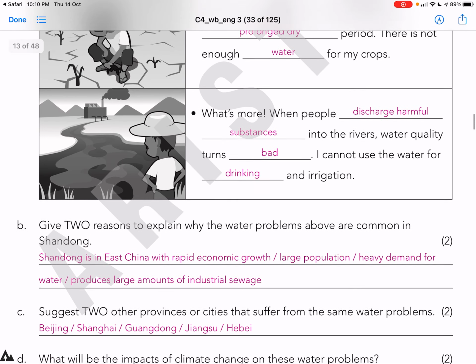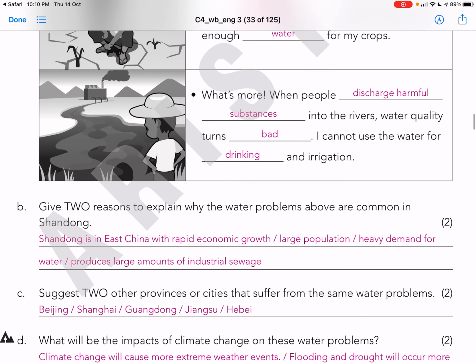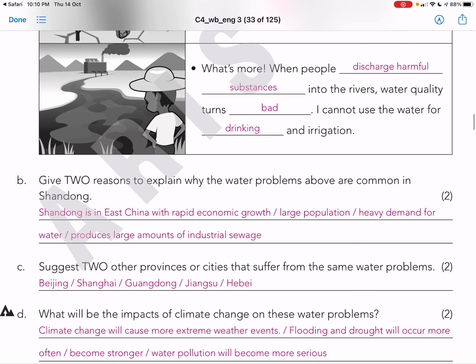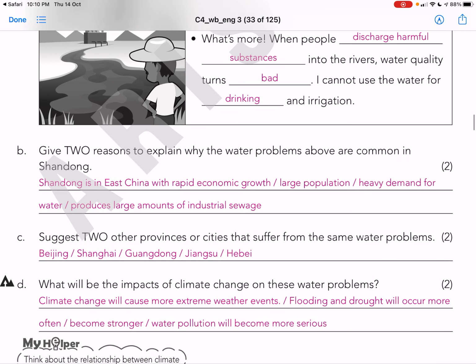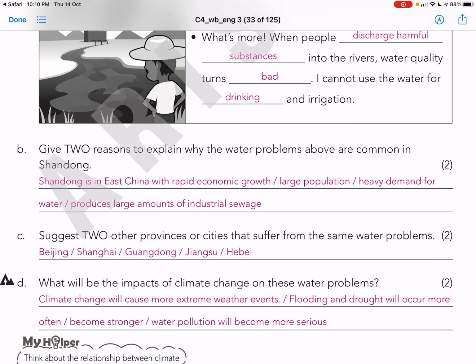What's more, when people discharge harmful substances into the river, the water quality turns bad. We cannot use the water for drinking and irrigation. Let's think about it: if the water has a lot of pollutants, would we drink it? No, so it will be a very horrible situation. But why will there be a lot of problems in Shandong?